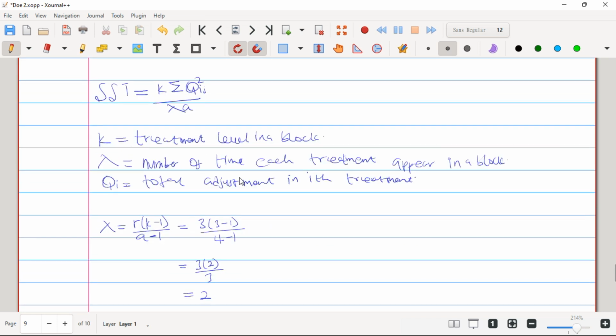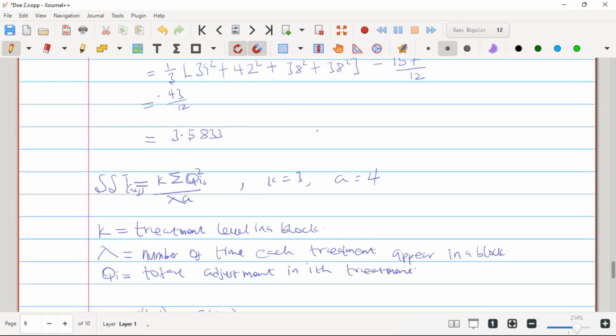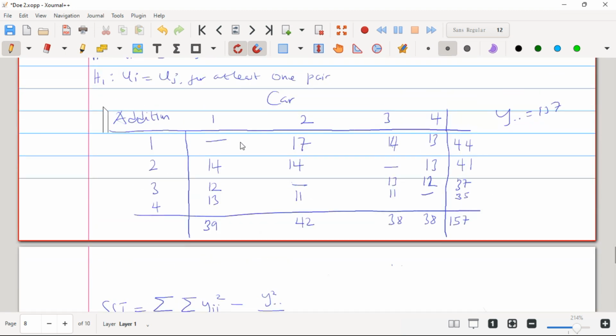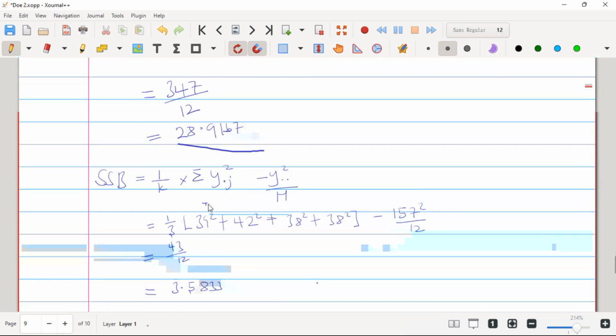Yes, so we also have to calculate our sum of square treatment adjust. The sum of square treatment adjust is equal to k times the summation of Qi all squared divided by lambda a. And we know right now our k to be equal to 3. We don't know our lambda, but we know our a to be equal to 4, because a is the number of treatments. A is the individual number of treatments that we have. So 1, 2, 3, 4. We have 4 treatments here, right?